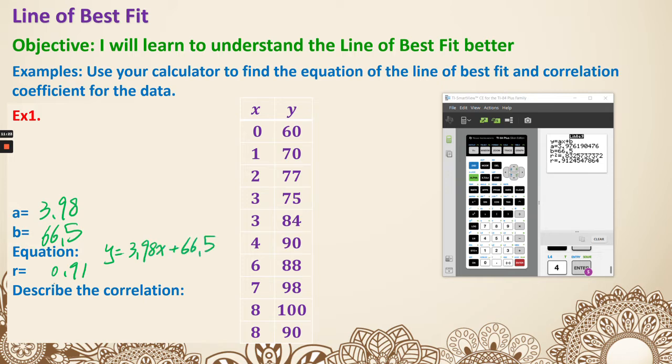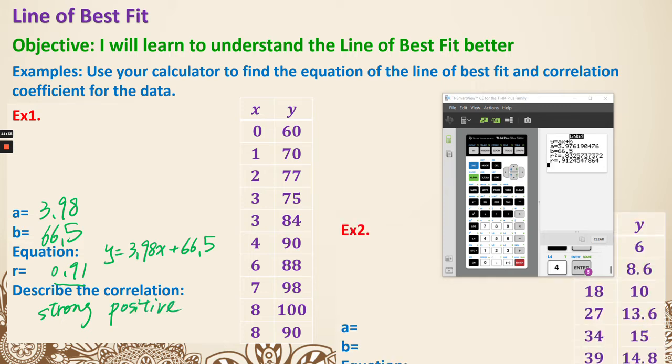As for the correlation, well, our R is 0.91. It is quite close to 1. It's in that range of 0.8 to 1. So it is going to be a strong positive correlation. Now let's move on to example 2.